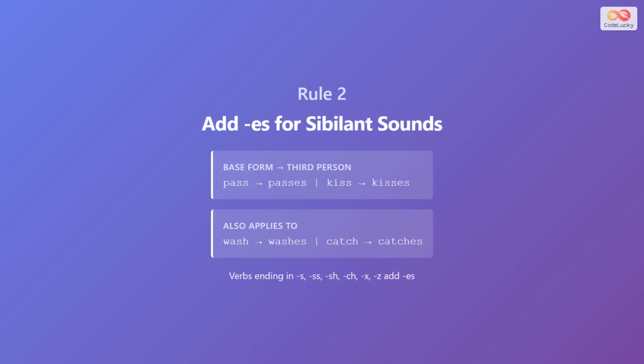The second rule applies to verbs that end in sibilant sounds. These are sounds like S, double S, SH, CH, X, and Z. When a verb ends with any of these sounds, we add Es instead of just S, for example. Pass becomes passes, kiss becomes kisses, wash becomes washes, catch becomes catches, and fix becomes fixes. We add Es because it helps us pronounce these words more clearly.